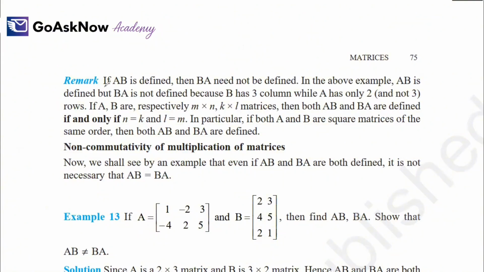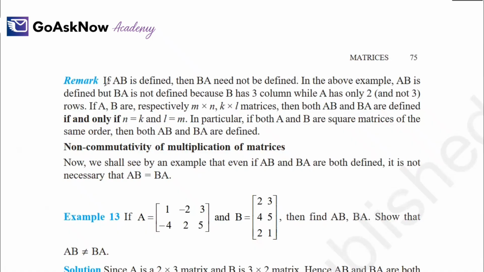If A and B are respectively M cross N and K cross L matrices, then both AB and BA are defined if and only if N is equal to K and L is equal to M. I have already told you that if the two matrices are square matrices, then AB and BA are defined, because their rows and columns will be equal. In particular, if both A and B are square matrices of the same order, then both AB and BA are defined.